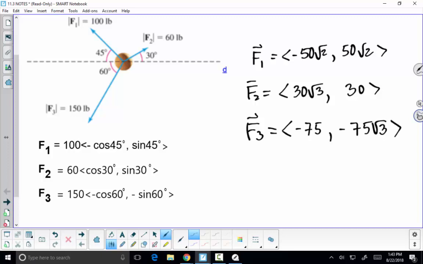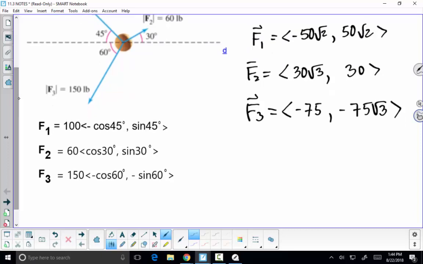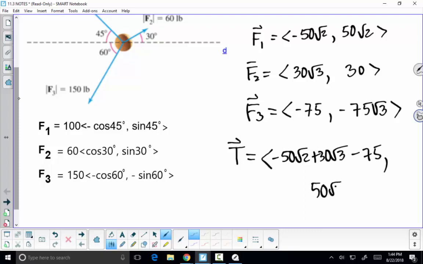Okay, so those are the three vectors in component form after we've evaluated those trig functions. And then we add them all together. So the total force, we're going to have some messy looking numbers, but doesn't matter. We're not afraid. Just add them all up. Now we have a vector with two components with the resultant force. So that's our resultant force.